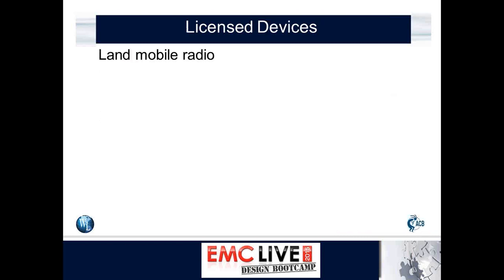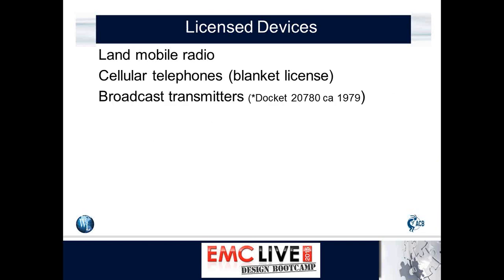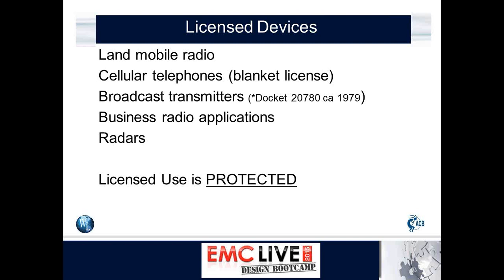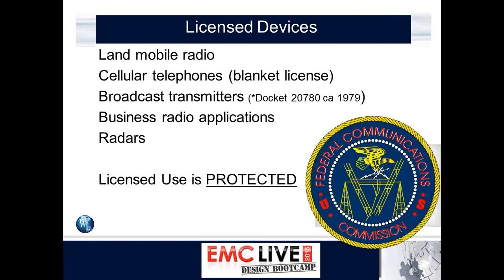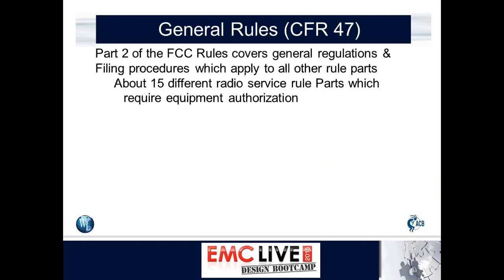Licensed devices include land mobile radios, cellular telephones, broadcast transmitters, business radio applications, radars, things that have to have that frequency in order to work all the time, so they are protected by the FCC. Part 2 of the rules covers the general regulations and then filling out and filing procedures which apply to other rule parts.